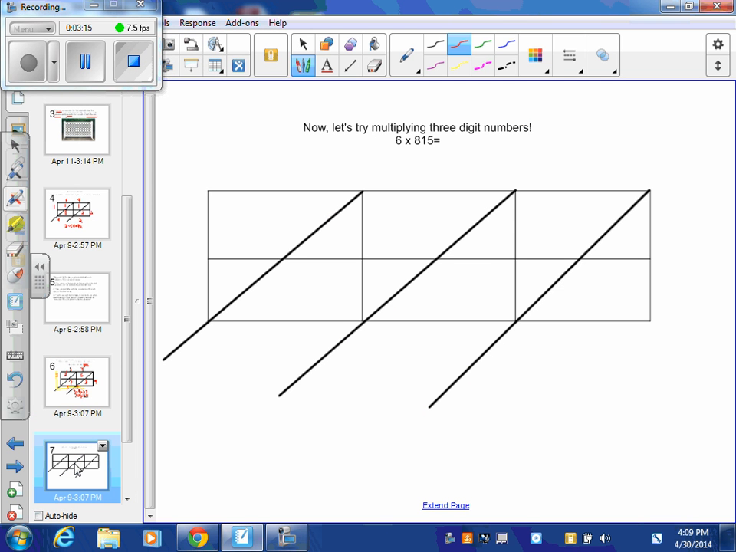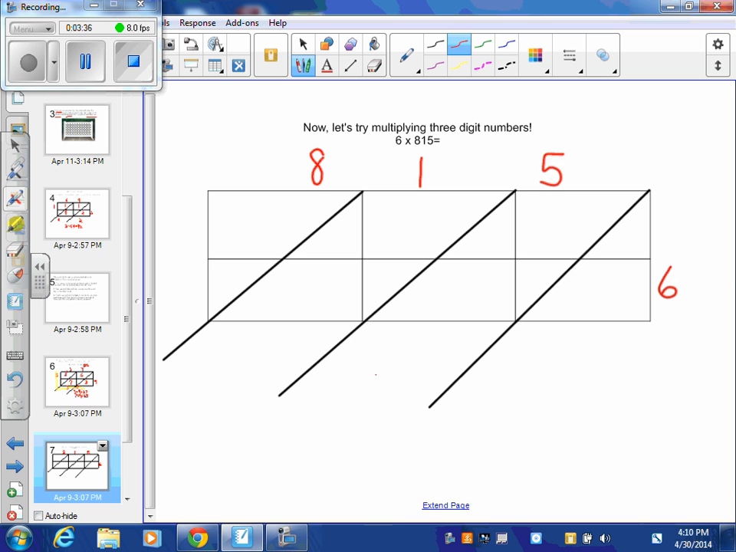Now let's try multiplying 3-digit numbers. 6 times 815. We will take our 3-digit number and place it across the top of our lattice grid. Then we will take our 1-digit factor and put it in the bottom right-hand corner.